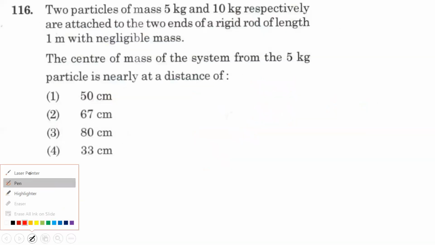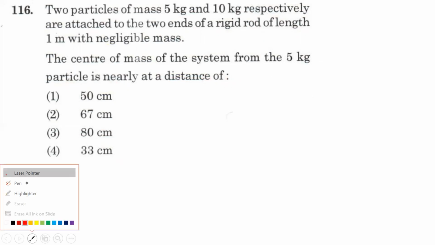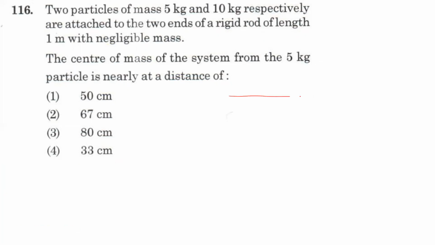116th question. Two particles of mass 5 kilogram and 10 kilogram respectively are attached to the ends of a rigid rod of length 1 meter with negligible mass. The center of mass of the system from the 5 kilogram particle is nearly at a distance of dash. Now let us take this is the rigid rod. Here mass m1 is connected, here mass m2 is connected, we assume. The distance by which they are separated is r, we assume. The center of mass will be at a certain place. This distance is known as the distance of the center of mass, x_cm.